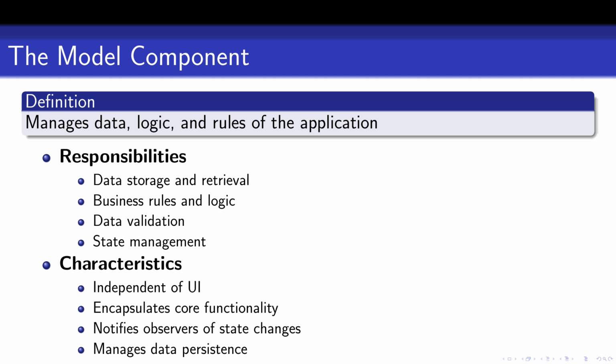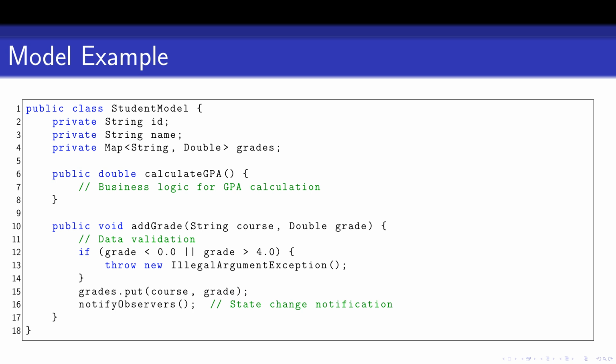The model component manages application data, logic, and rules. It handles storage, validation, and state management. Independent of the UI, the model encapsulates core functionality and notifies observers of state changes. For example, a student model might calculate a student's GPA as well as add and validate grades. It ensures data integrity and communicates updates to observers, keeping the application state consistent and functional.